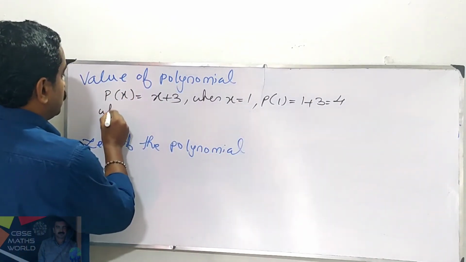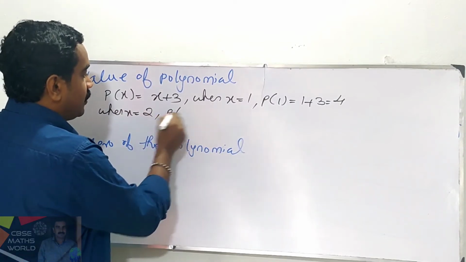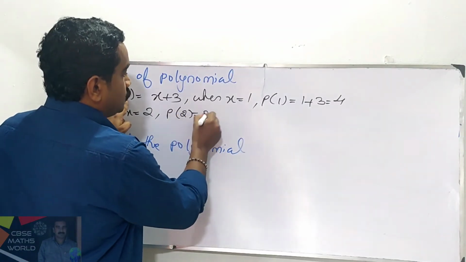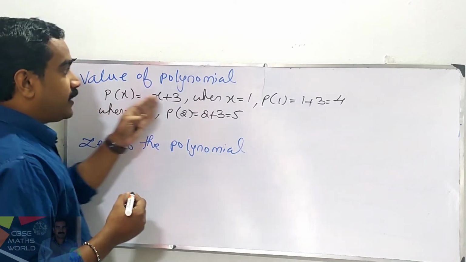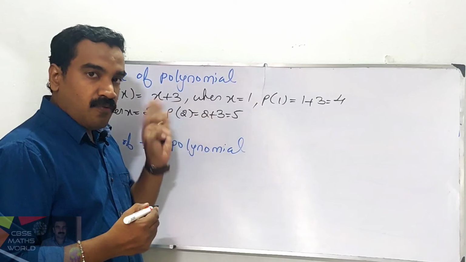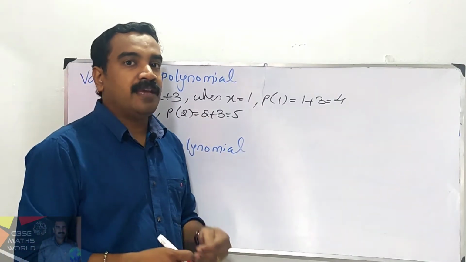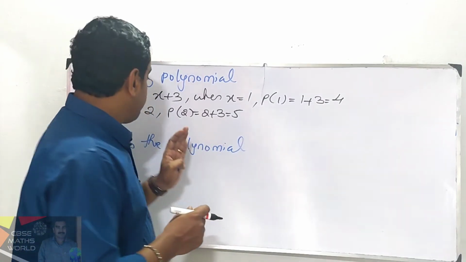Suppose x equals 2. What do we want to find? We replace the x, so p of 2 becomes 2 plus 3. What is 2 plus 3? 2 plus 3 is 5. So when x equals 1, the value is 4. When x equals 2, the value is 5. So the value of the polynomial depends upon what value we give to that variable. That is known as the value of the polynomial.